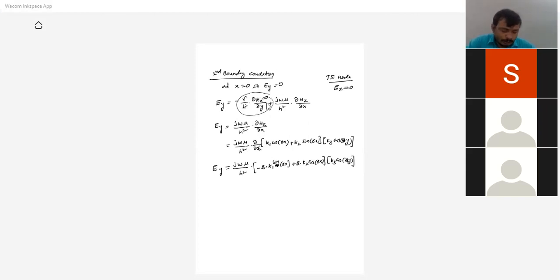Okay. Now substitute our boundary condition. So at x is equal to 0, Ey is equal to 0. Then 0 is equal to j omega mu by h square. So at x is equal to 0, the first term, sin 0 is 0, plus b into K2, then K3 cos ay.